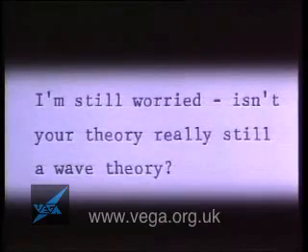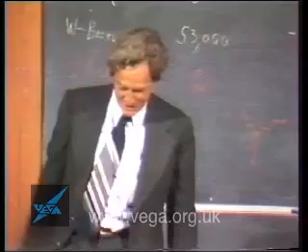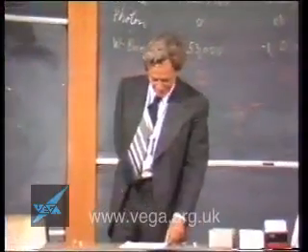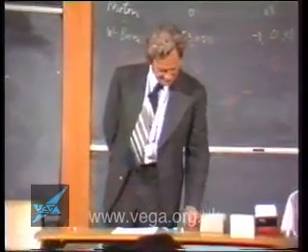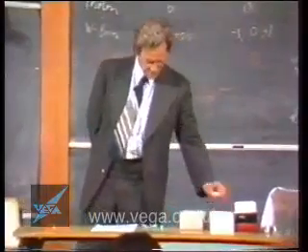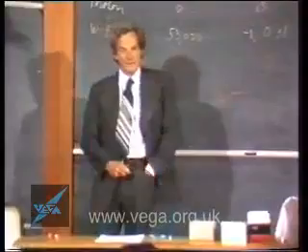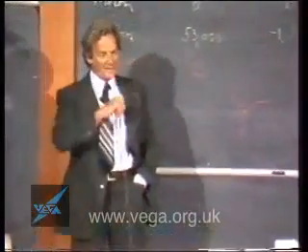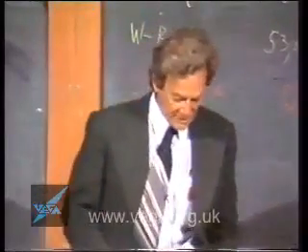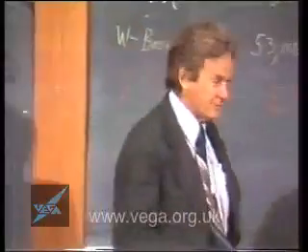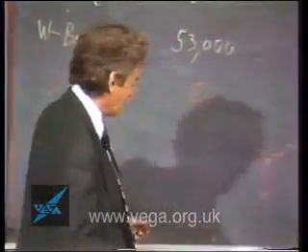I'm still worried. Isn't your theory really still a wave theory? He's worrying about the wave-particle duality that I described in lectures 1 and 2, and says, effectively, that I convinced him that it's particles in lecture 1, and then I did a lot of calculations of amplitudes, which seemed to him to be nothing but the analysis of waves, which is the same kind of calculations that we do for waves, and why don't I admit that it's a wave theory that I'm really using?